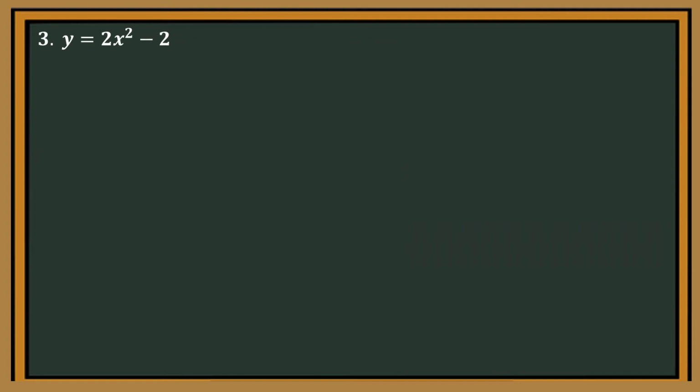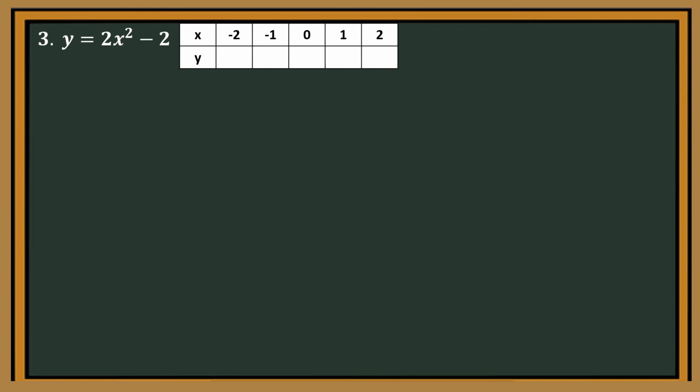Number 3, y is equal to 2x squared minus 2. Table, and the values of x are negative 2, negative 1, 0, 1, 2. So, hahanapin natin ang value ng y. What if your x is negative 2? What will be the value of y? So, kunin natin ang original equation. Palagi natin kukuhanin ang original equation kasi dun tayo magsa-substitute.